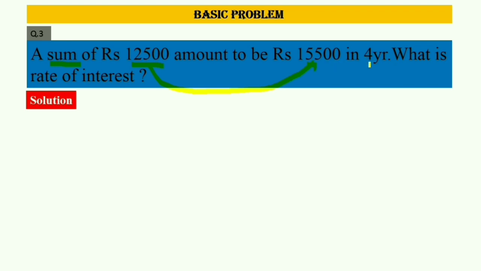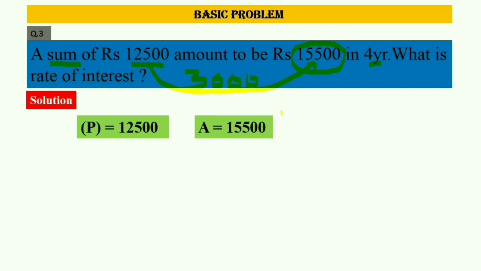Okay, so after 4 years it amounts to rupees 15,500. Here we can clearly see the interest is applied on the principal, that is 3,000. So how will we write this? Firstly we will specify the values given in the problem, that is P, the principal, is equal to 12,500. After that the amount is 15,500, and the time period is specified, that is 4 years.